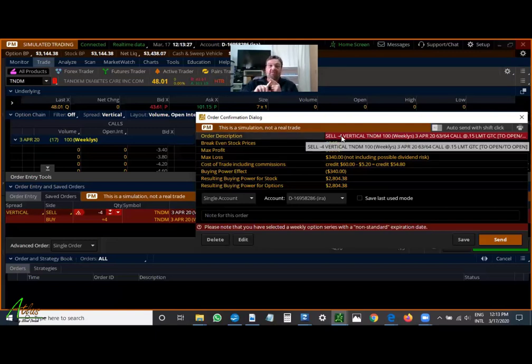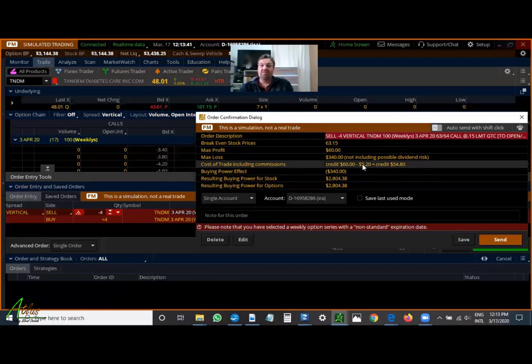One leg is 4 contracts to sell, and the other leg is 4 contracts to buy. So to sell and to buy, 4 and 4, 8. So 65 cents times 8. This is what is going to cost me altogether. Instead of $60, I'm going to get $54.80. This is important. $54.80 is what I'm going to get.